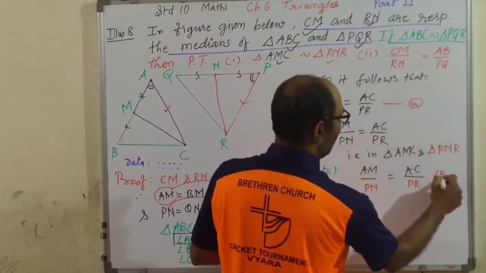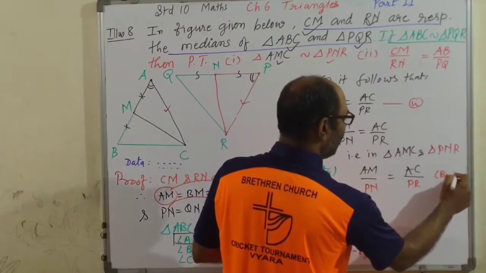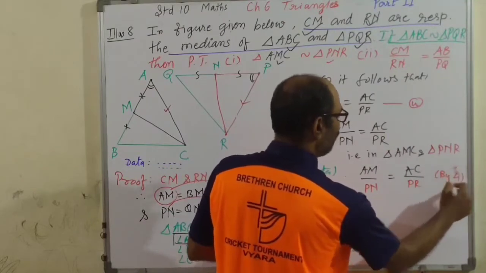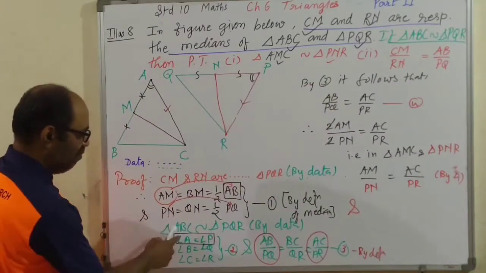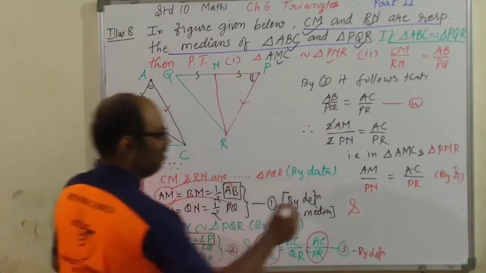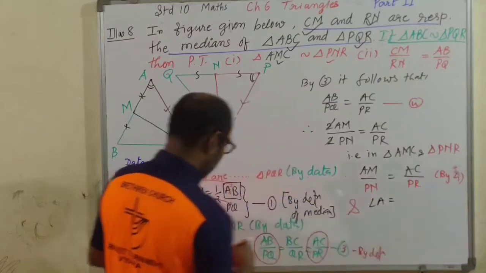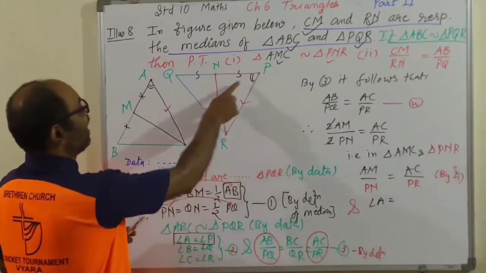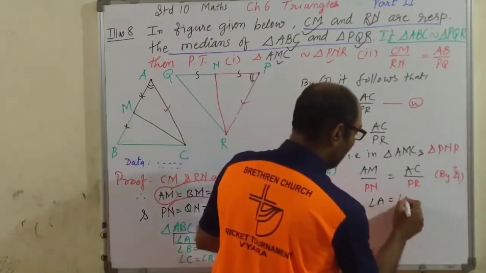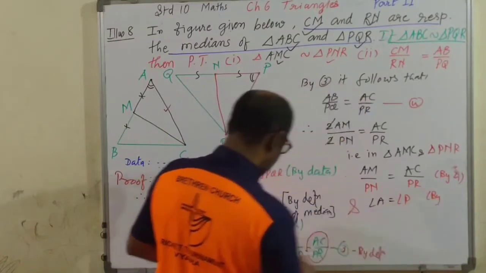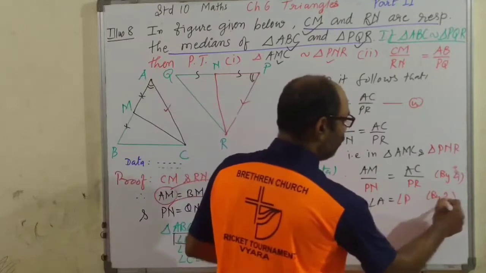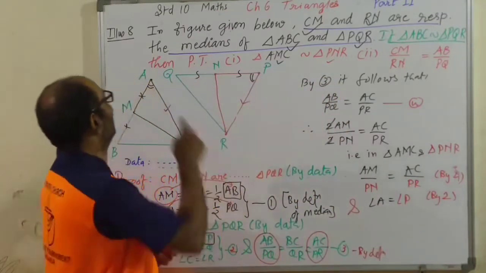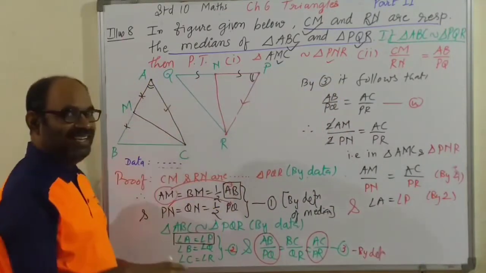By 4. Alright. And children, black angle A is equal to red angle P. From where? This angle by 2. By 2. Children, side angle side.